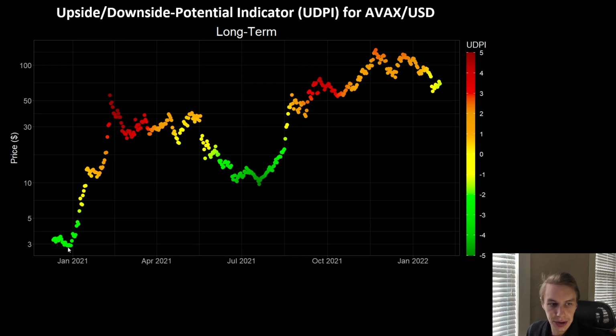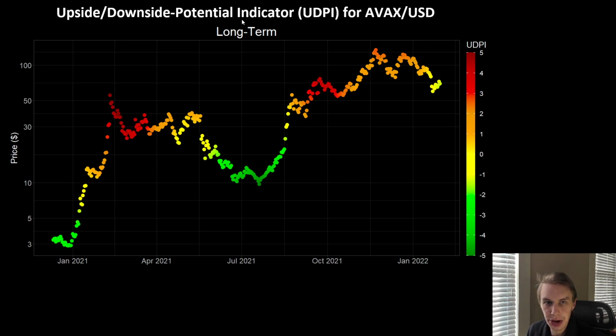What you can see is that throughout AVAX's history, the UDPI has done a good job of identifying these high-risk zones, when these big moves to the upside have kind of petered out and where sideways consolidation or correction has followed, as well as these low-risk points, these bottom points that have preceded moves to the upside. And if we look at where AVAX is right now, we can see that we're moving off of these higher risk zones down into the lower risk zones.